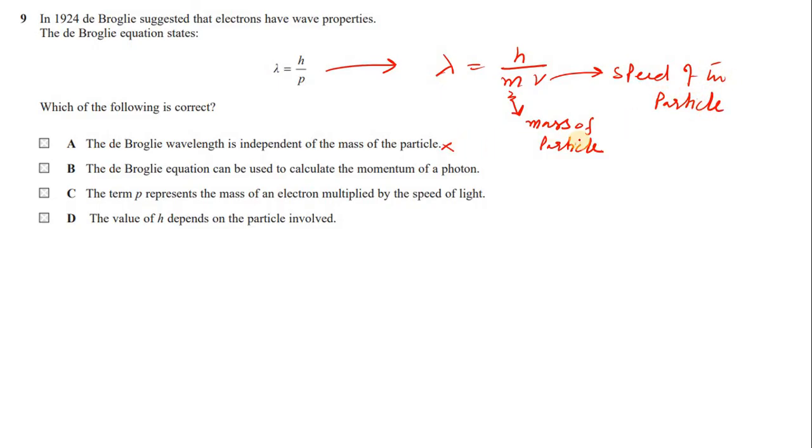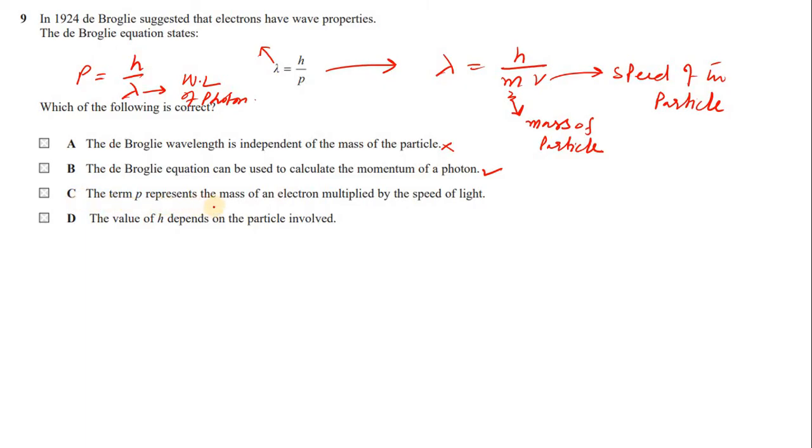So p is the momentum of the particle. The de Broglie equation can be used to calculate the momentum of the photon. Yes, this is the correct option. The reason is h is the Planck's constant. If we use the wavelength of the photon, then p can be found as h upon lambda. If lambda is the wavelength of the photon, then we can find the momentum of the photon. So B is our correct option, but let's discuss C.